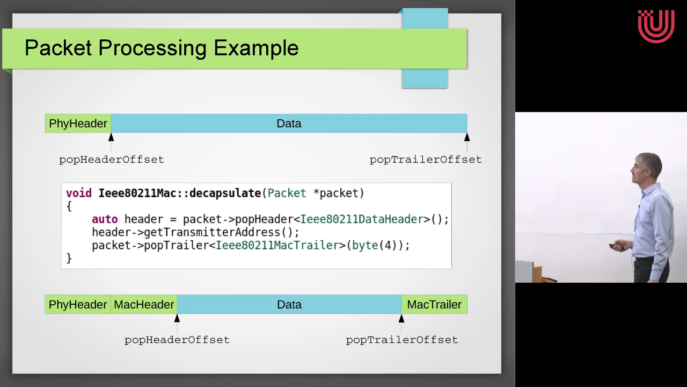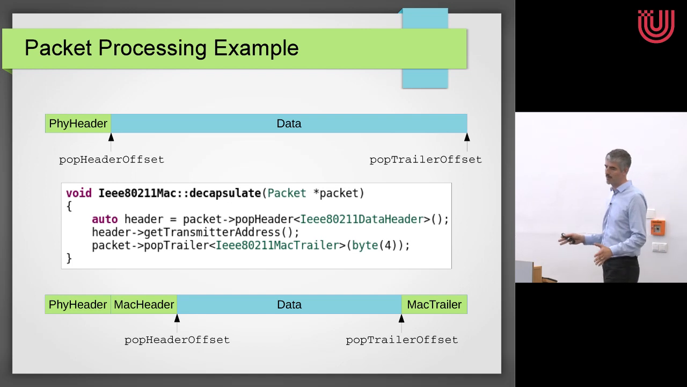So this is a packet processing example, for example, in the 802.11 physical layer. When the physical layer already processes the physical header, then probably the pop header offset is somewhere here. And when the packet arrives at the 802.11 MAC layer, then something like this happens. It pops a MAC header and a MAC trailer, and it does something with the data. It's just fake code. It's much more complicated than that, but you get the idea that the offsets are updated, and this is considered to be the data part, and this is considered to be the header part, and this is the trailer part.